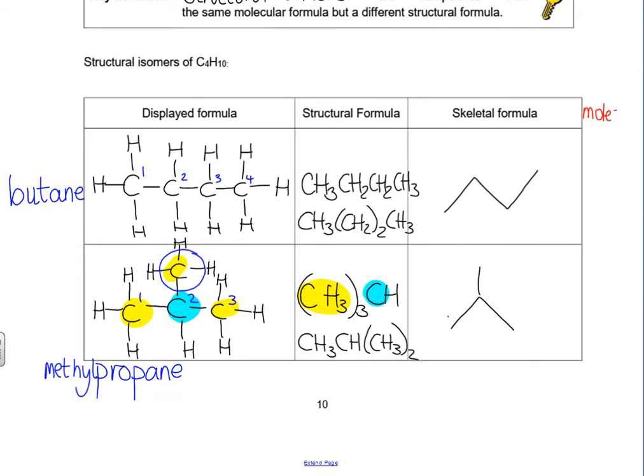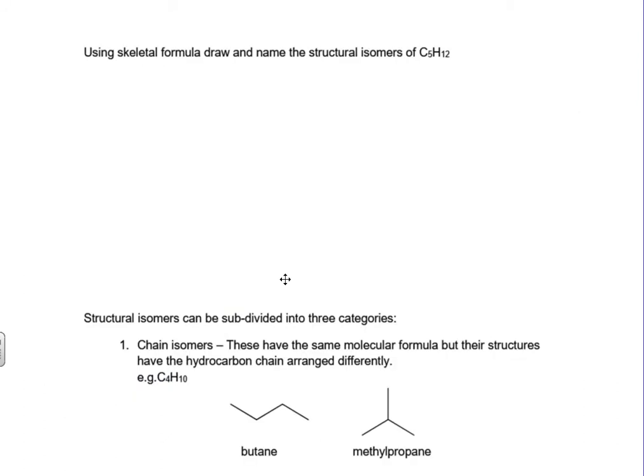Both of these 2 structures have the molecular formula C4H10. So we can have a look, we just put that in. So they are C4H10 but different structures, therefore they are structural isomers. Why don't you stop the video now and see if you can draw, using skeletal formula, as many things as you can think of that have the formula C5H12.